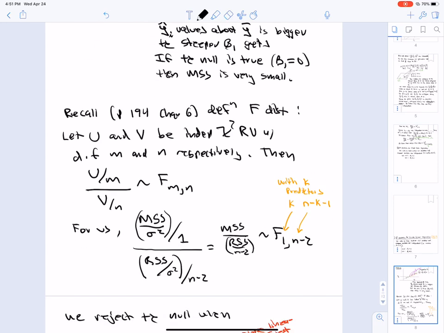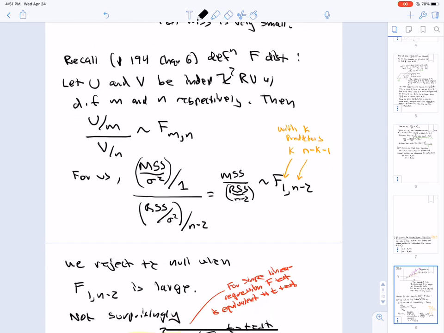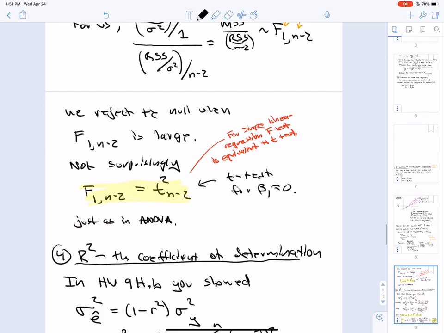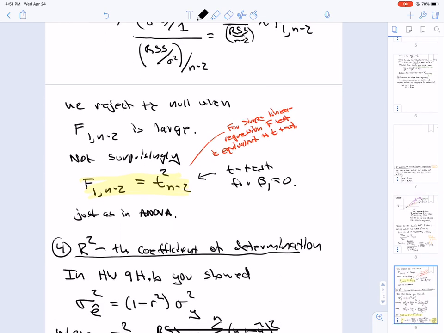Now remember, the definition of an F distribution is a ratio of chi-squares over their degrees of freedom. So we have here for simple linear regression an F with 1 and n minus 2 degrees of freedom, and we reject the null when this is large. Not surprisingly, this is equivalent to a T distribution with n minus 2 degrees of freedom, squared, just as in ANOVA.